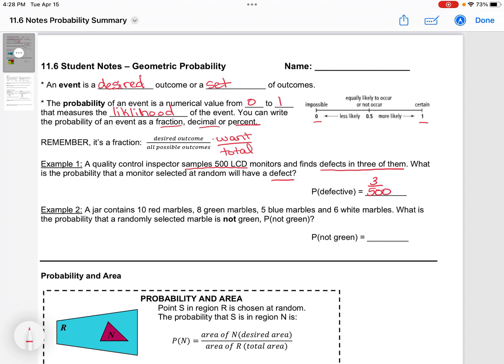Okay, a jar contains 10 red marbles, 8 green marbles, and so on. All right, so we want not green. First of all, the total is 10, 8, 5, and 6 makes 11, so it's 29. That's our denominator. Now let's count up how many are not green. It's going to be 10, 5, and 6, so it's 21. Out of 29 would be the probability of not green.